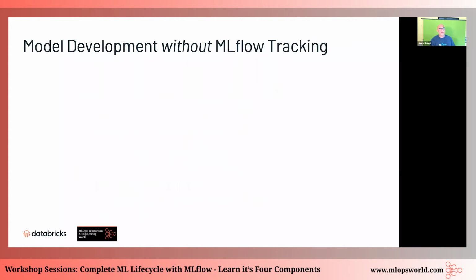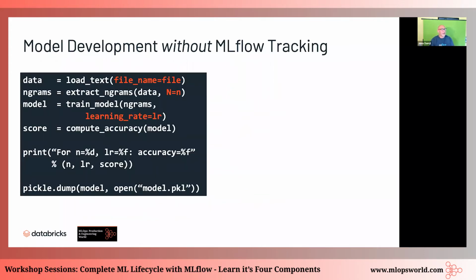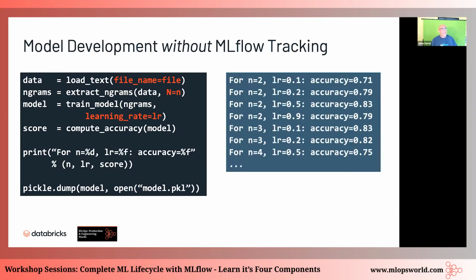And this is not the case that tracking didn't exist. People used to keep track of these things, but in a very primitive, modular way. Now here's a pseudocode where you might load a particular file, extract n-grams, compute accuracy, and just log that, right? You could log that to a file, you could log to a database, and so on and so forth. And then you just dump that model into a pickle. And so the output of your file might be something like this.